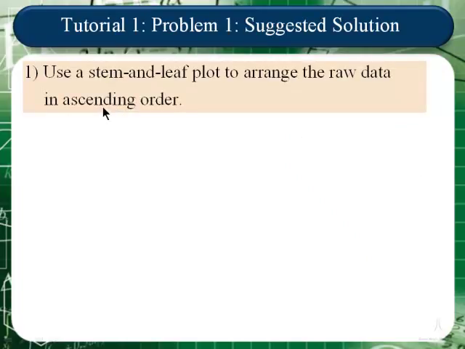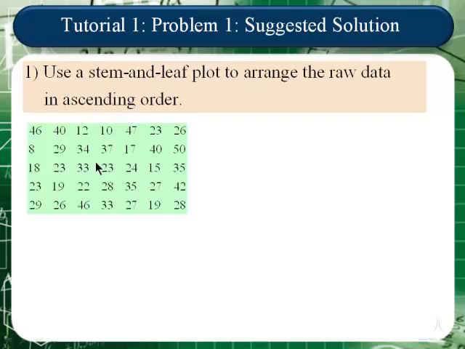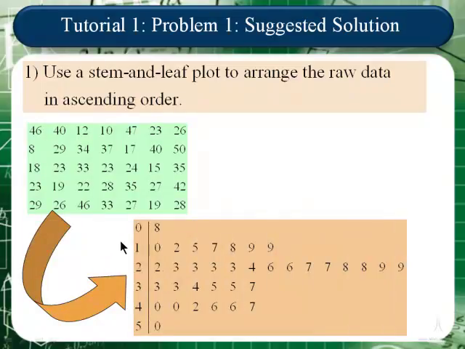Let us consider a suggested solution to problem 1 from tutorial 1. You need to use a stem and leaf plot to arrange the raw data in ascending order. So here's the raw data. So firstly, I construct a stem and leaf plot. Note that this stem and leaf plot is actually an ordered one. So there's actually an in-between phase which I leave for you.